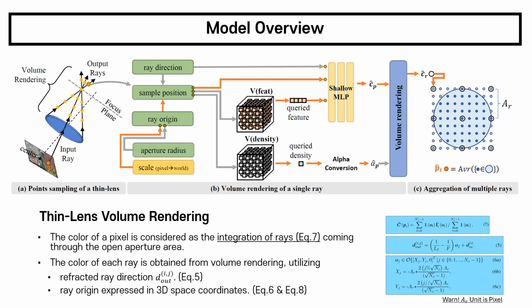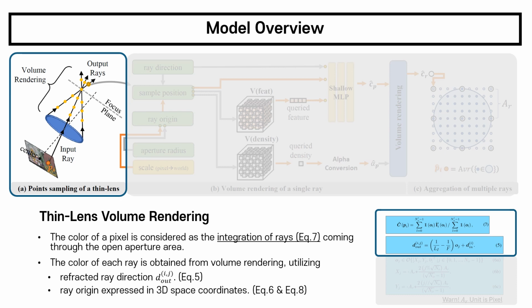This figure shows the overview of our LensNeRF model. To generalize a pinhole camera model to a thin-lens camera model, we define multiple rays originating from the aperture area. The color of a pixel is considered as the integration of rays. Estimated pixel color is used for photometric loss computation, updating LensNeRF parameters.